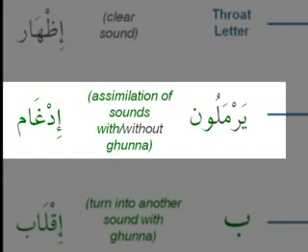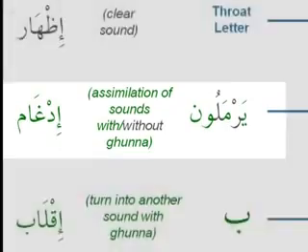Now, when we do the assimilation, some of the letters will cause a Ghunna to also take place with the assimilation, and some of the assimilations will take place without a Ghunna. So the letters which are in green, i.e. the Ya, the Mim, the Waw and the Noon, will take place with a Ghunna, and the Lam and the Ra will not take place with a Ghunna, but all of them have assimilation taking place.